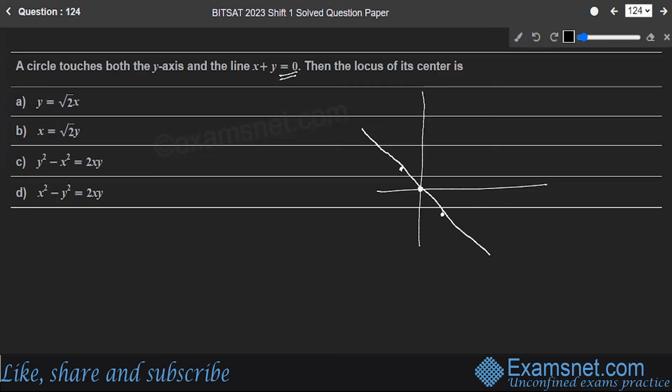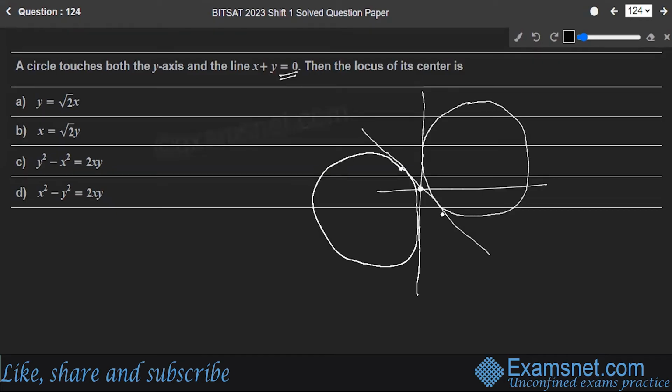This line. Okay, so a circle is touching both the y-axis and this line. Let's make that circle. So this is the circle. It's touching the y-axis and this line. It may be this circle or this circle as well. Let's make a bigger one, like this. So this is the circle touching both the y-axis and this line, then the locus of its center is.